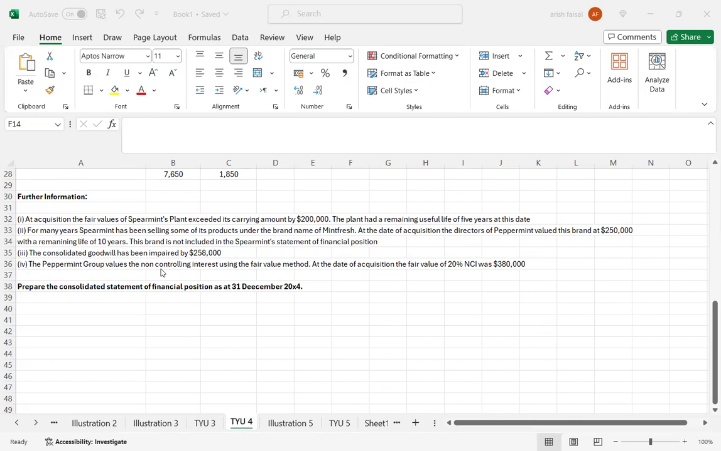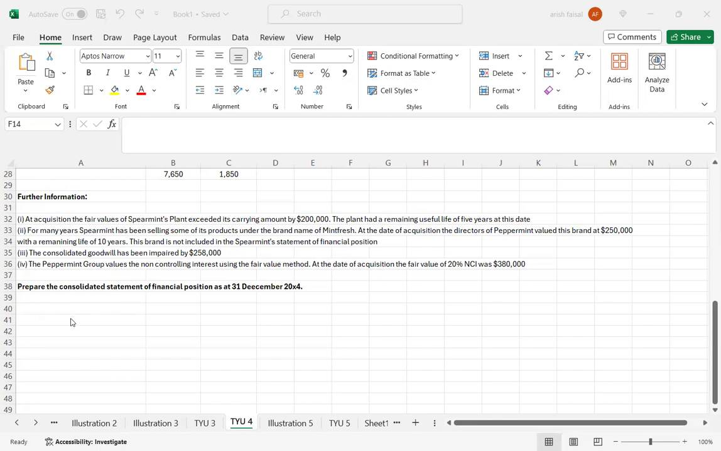But under the IFRS 3 business combination rules, while you're consolidating, these internally generated intangible assets of the subsidiary company are recorded in the consolidated financial statements. This is the second thing which I talked about. The consolidated goodwill has been impaired by 258,000. So we have to understand how we are supposed to record the impairment of the goodwill. The policy for the group is to value the NCI at fair value. They have also provided you with the fair value of NCI, which is 380K. So it means that we won't be recording only 80% goodwill, but we will also be recording the other 20% goodwill, which relates to the NCI.